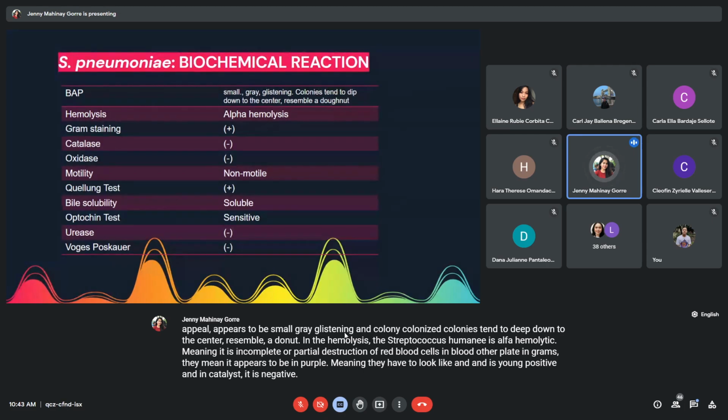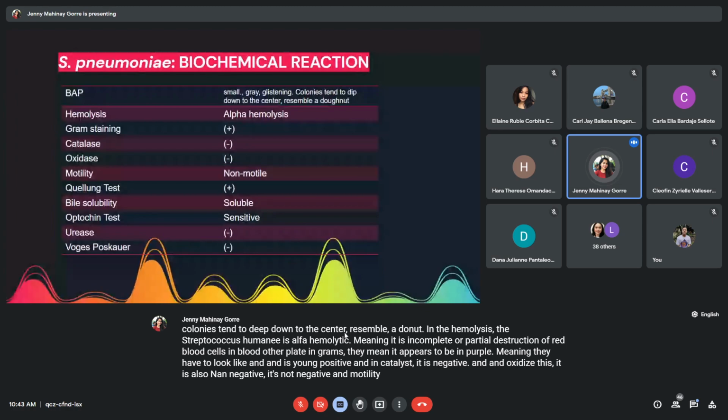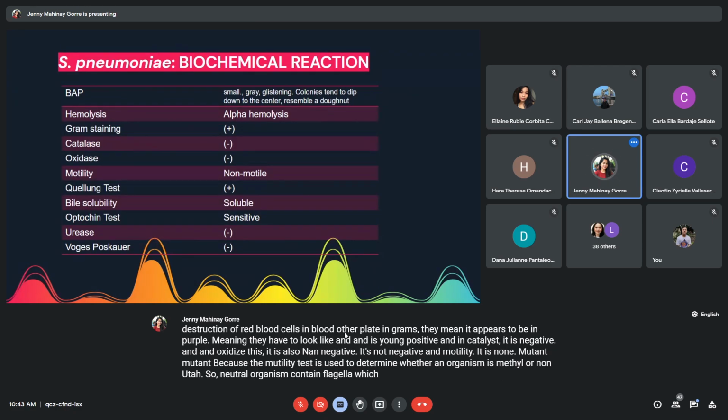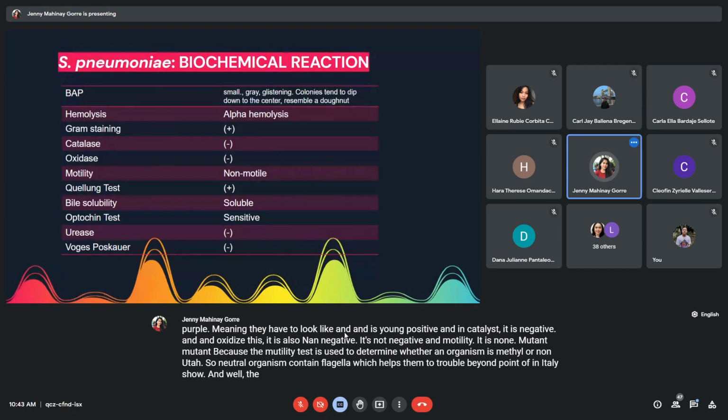And in oxidase test, it is also negative. In motility, it is non-motile, because the motility test is used to determine whether an organism is motile or non-motile. So motile organisms contain flagella, which help them to travel beyond the point of initiation, while the non-motile do not. So next is the Quellung test. The Quellung test is positive.